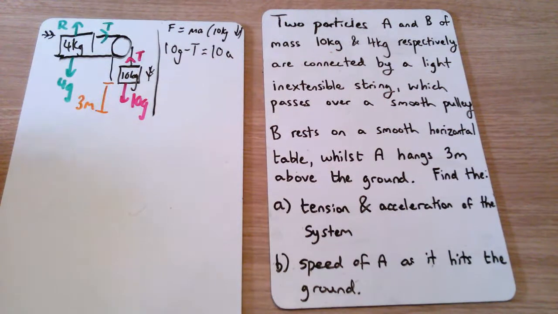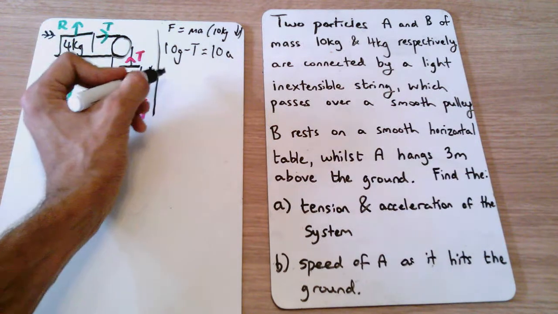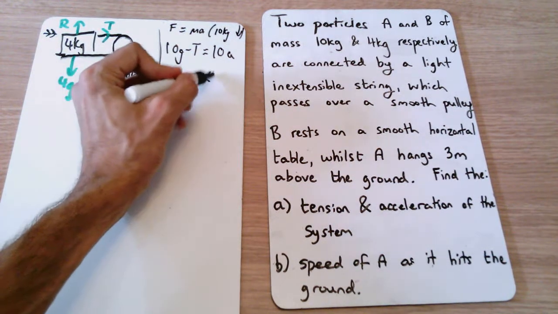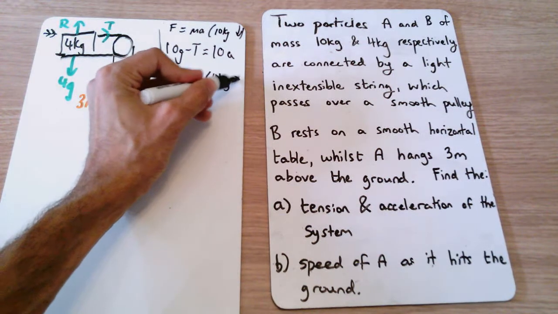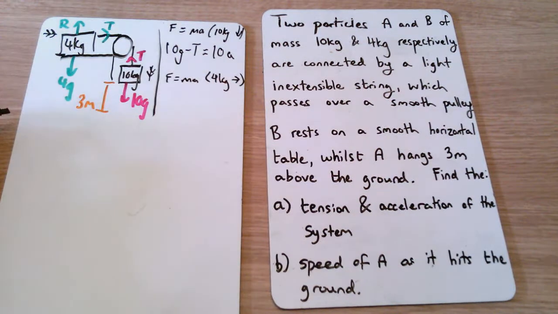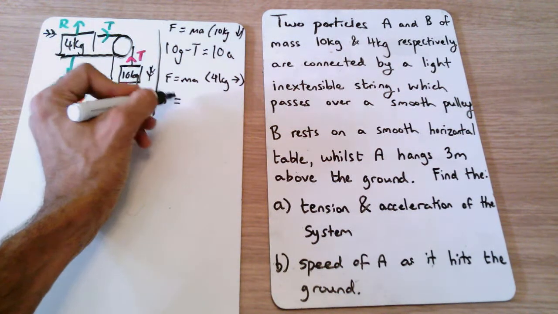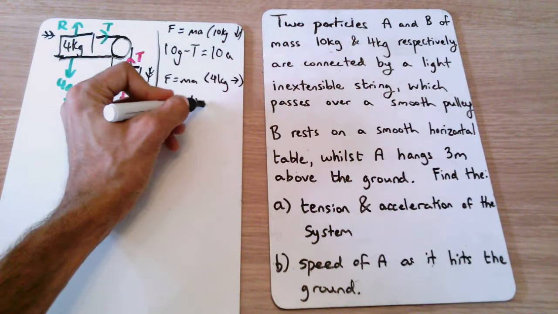If we look at the 4 kg block, F equals ma, 4 kg to the right. Now, the most common mistake that I see generally is people write t minus 4g. T is going to the right, 4g is going down. The 4g does not affect the left and right motion here. So this is going to be simply t is equal to 4a.